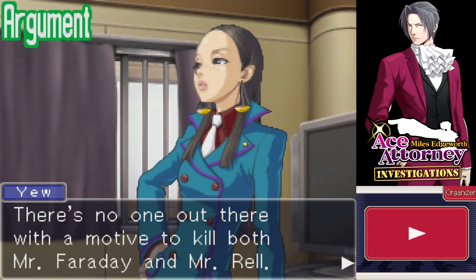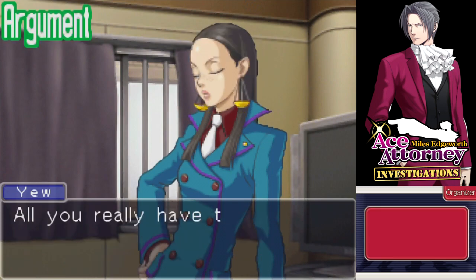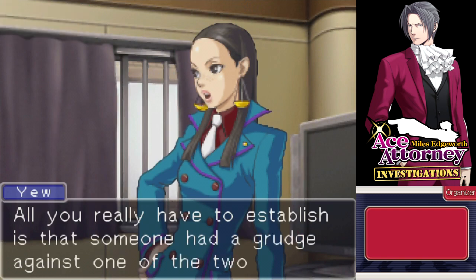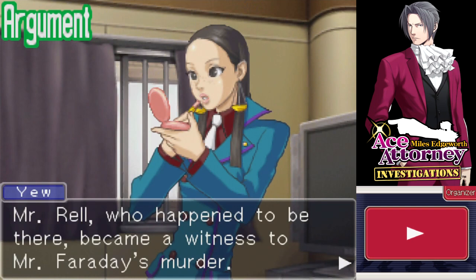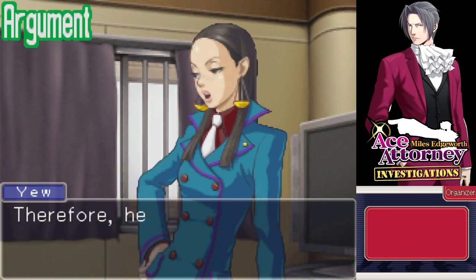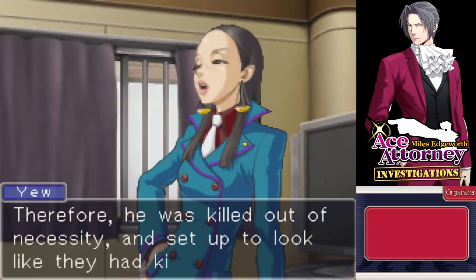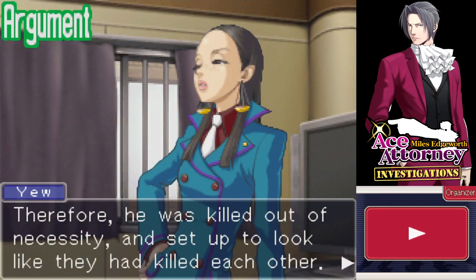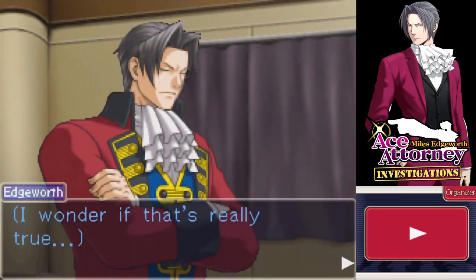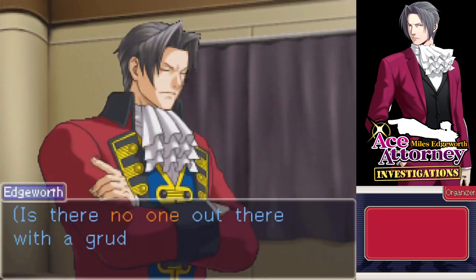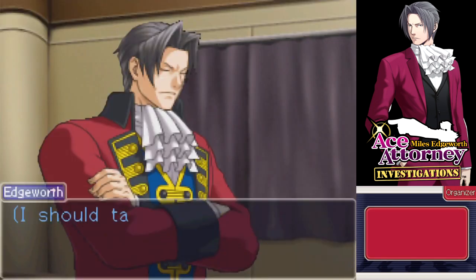There's no one out there with the motive to kill both Mr. Faraday and Mr. Rell. All you really have to establish is that someone had a grudge against one of the two men. Mr. Rell, who happened to be there, became a witness to Mr. Faraday's murder. Therefore, he was killed out of necessity and set up to look like they had killed each other. Wonder if that's really true. Is there no one out there with a grudge against both men?